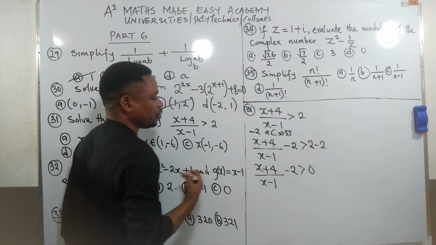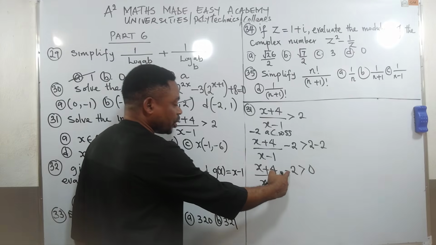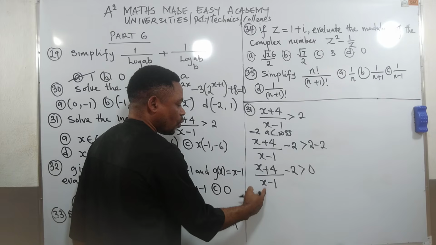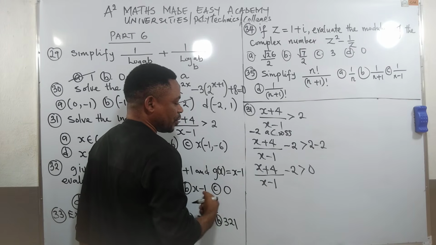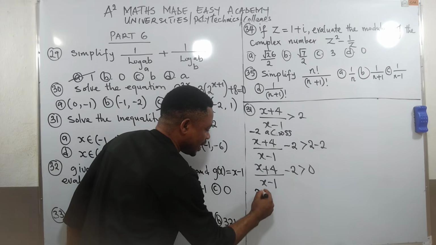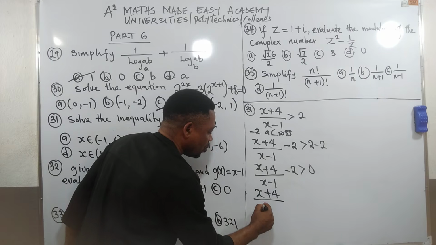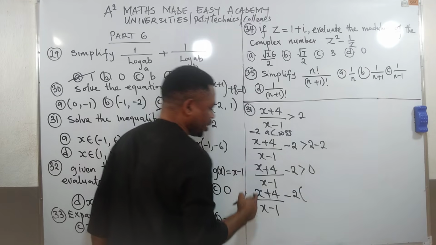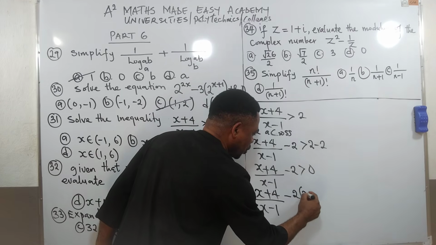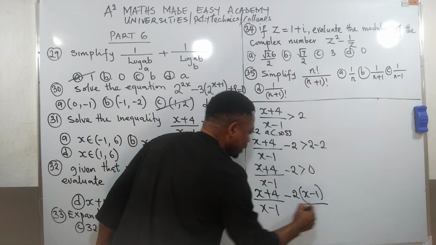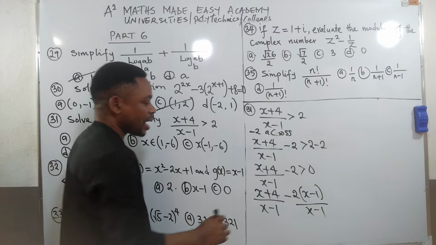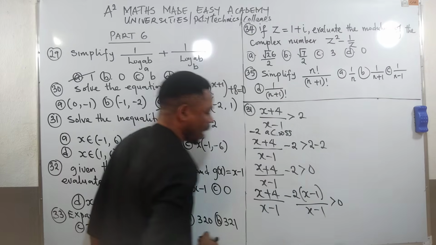Convert everything into fraction. This is in fraction, but this one is not in fraction. So which means this thing that you're seeing can be written like this. What's the denominator? x minus 1. I will now say x plus 4, are you there, all over x minus 1. I will now say minus 2, open the bracket. Then multiply by the denominator, which is x minus 1, and still divide it by the denominator, which is x minus 1. That is the concept. And it becomes greater than 0. Are you with me now?